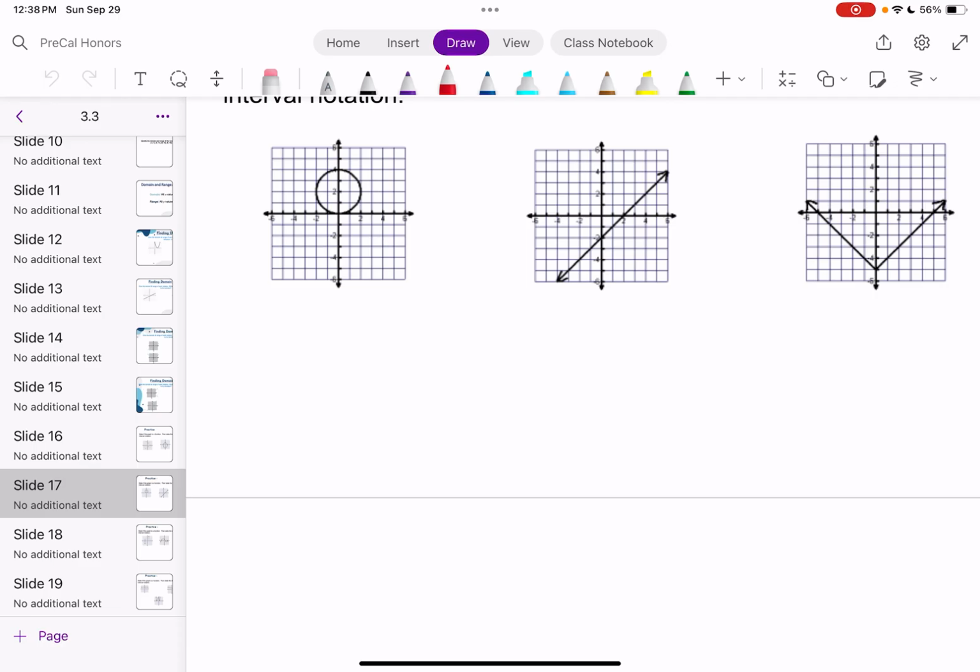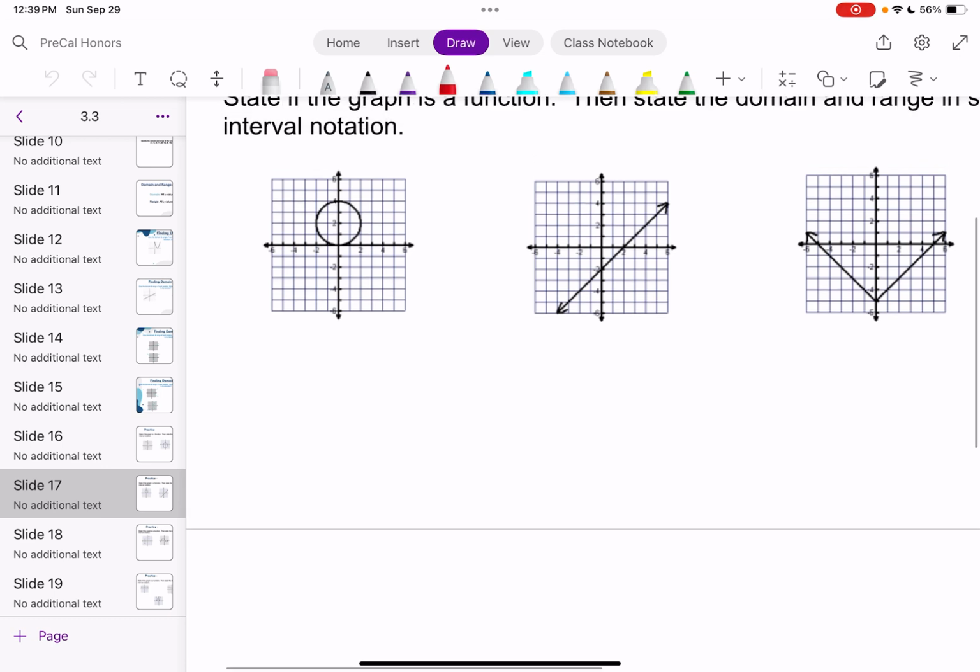There will be times where we are going to write it in set notation and interval notation. It is extremely important that you are familiar with both, which is the main reason why these different slides continue to ask you multiple times to write it in both, to practice in both forms. So in this first problem, we can easily see that this is not going to be a function.